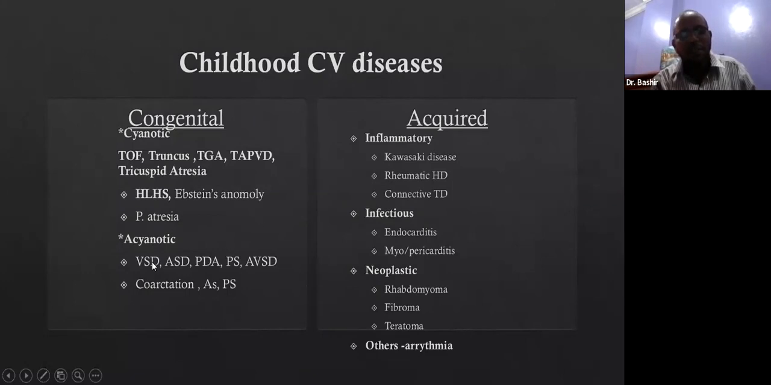The acyanotic, this is our topic today. We'll talk about the VSD, ventricular septal defect, atrial septal defect, patent ductus arteriosus, the obstructive lesions like pulmonary stenosis, aortic stenosis, AVSD, atrioventricular septal defect, coarctation of the aorta, and interrupted aortic arch, and PS and AS.